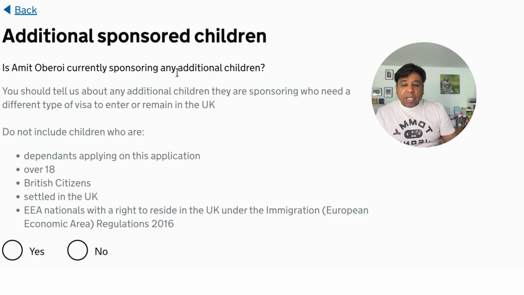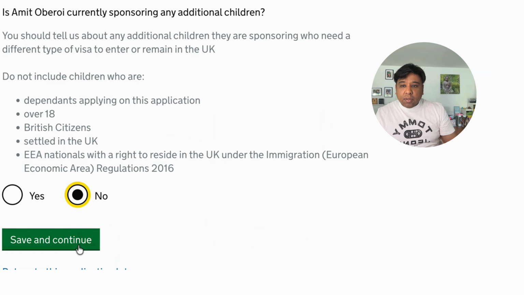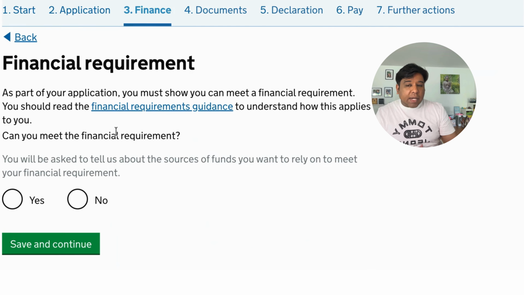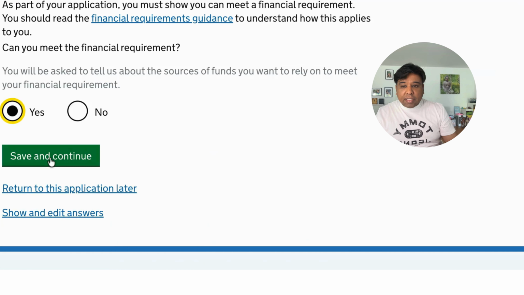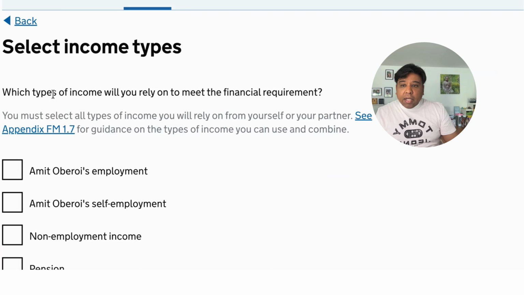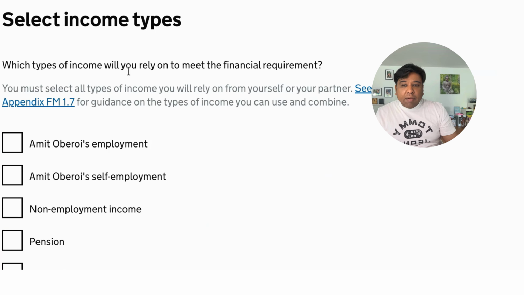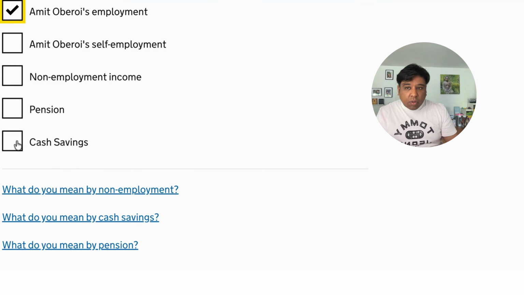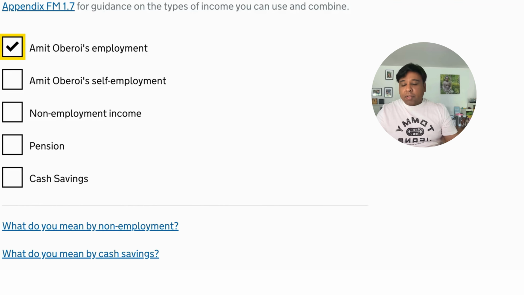Is Amit currently sponsoring any additional children? The answer is no. As part of your application, you must show that you can meet the financial requirement. You should read the financial requirement guidance. As I told you, it's 29,000 pounds. The answer is yes, and select the income types. Which type of income will you rely on to meet the financial requirement? Amit's employment, because he's employed by someone else. You may also have cash savings, but if Amit is earning, say, 31,000 pounds and the requirement is 29,000 pounds, then you should just select Amit's employment.